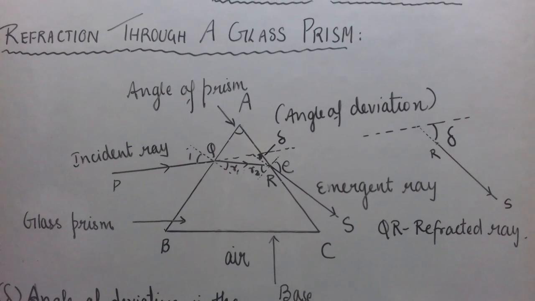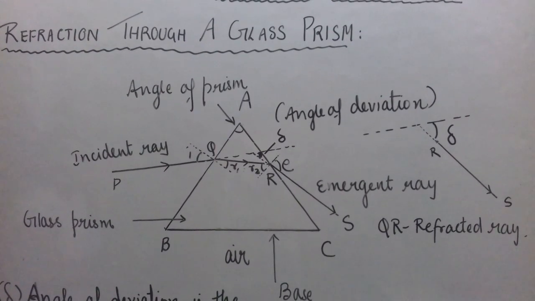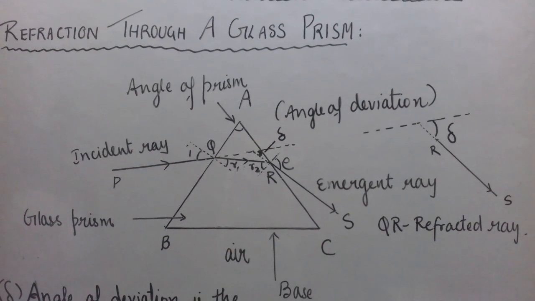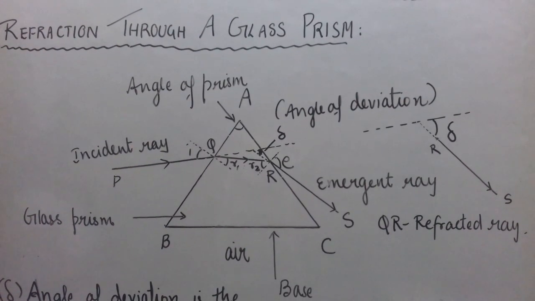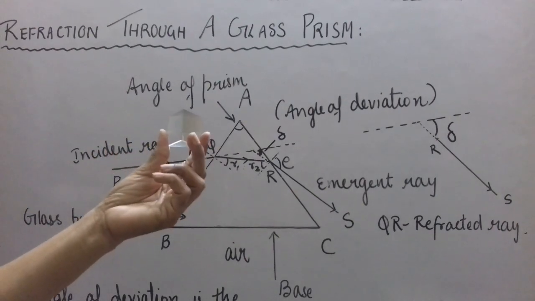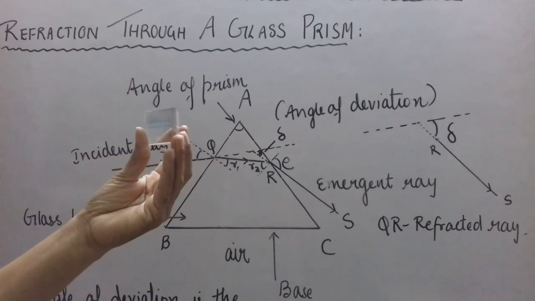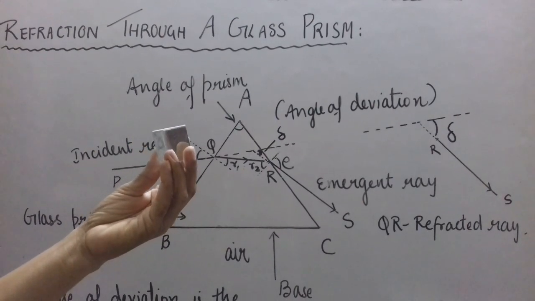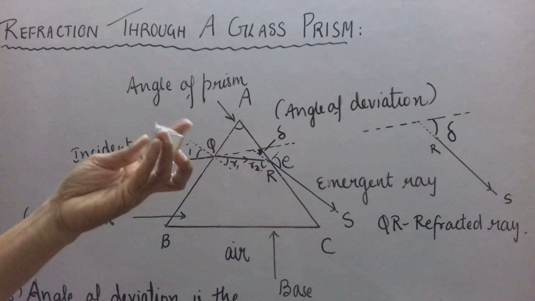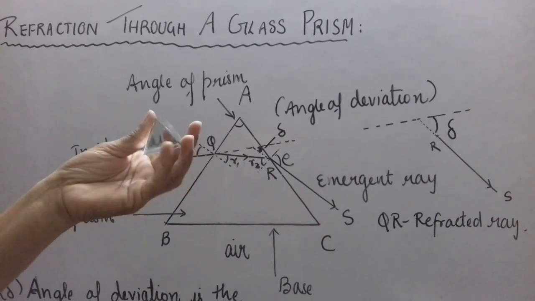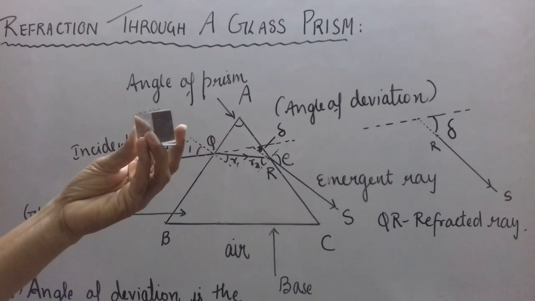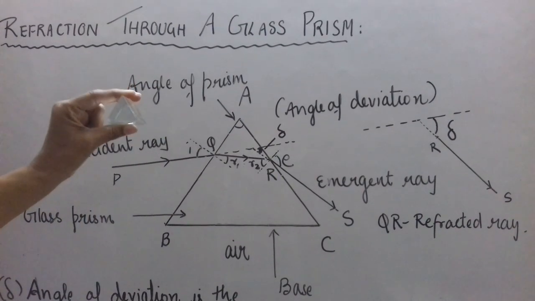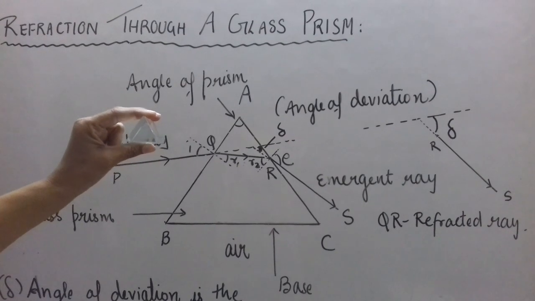Now students, let us study refraction through a glass prism. You must have seen a glass prism in your lower classes in the labs. Have a look at it. See, this is a glass prism. It has 3 rectangular surfaces and 2 triangular surfaces. Top and bottom surfaces are triangular and the sides are rectangular. So if I place the prism like this, I get a triangular cross section of the prism.